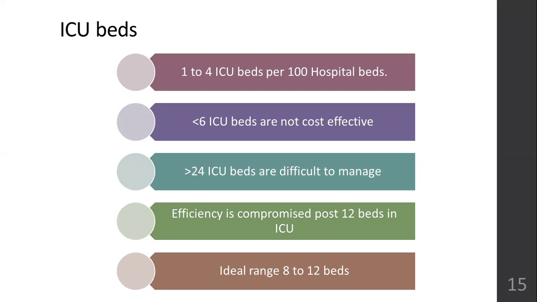1 to 4 ICU beds per 100 hospital beds. If you have 100 beds in your hospital, at least 4 ICU beds you should have. Okay, if you have 200 beds in your hospital, at least 8 ICU beds you should have.